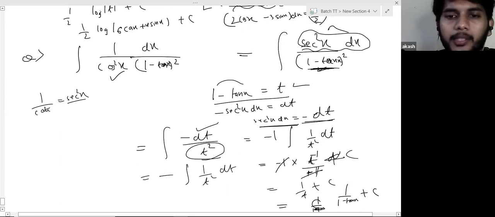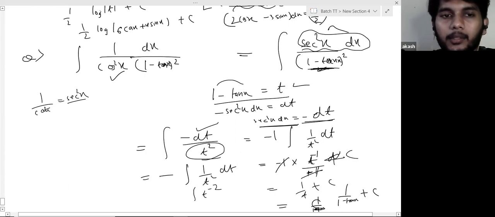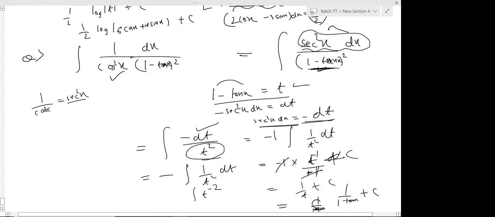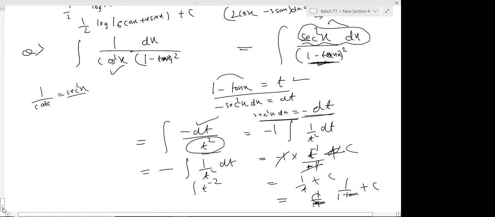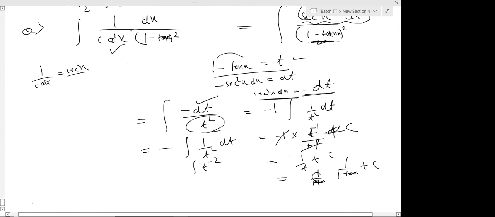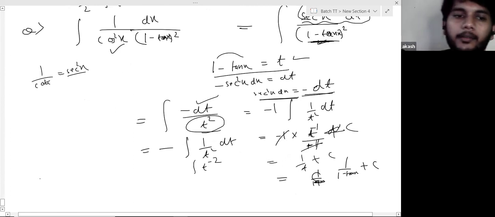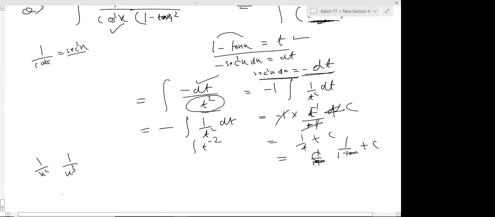So we all know the integration of 1 upon t square, right? This is integration of t to the power minus 2, so the power formula. So we are bringing t square to the numerator. Similarly, 1 upon x square integration gives 1 upon x cube. Similarly, 1 upon t square. Please note it down.